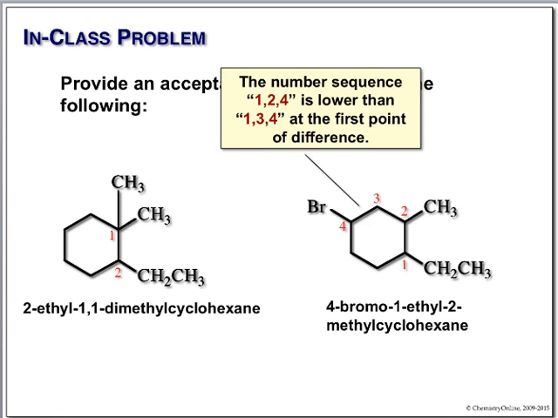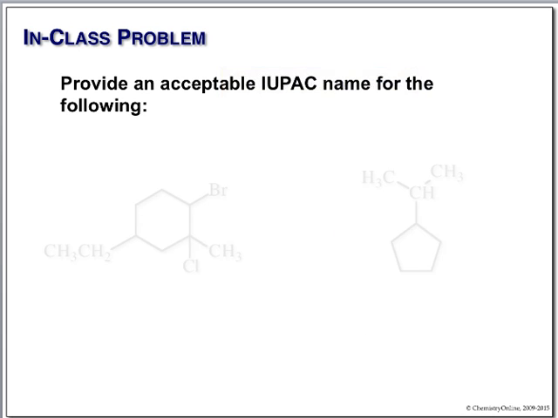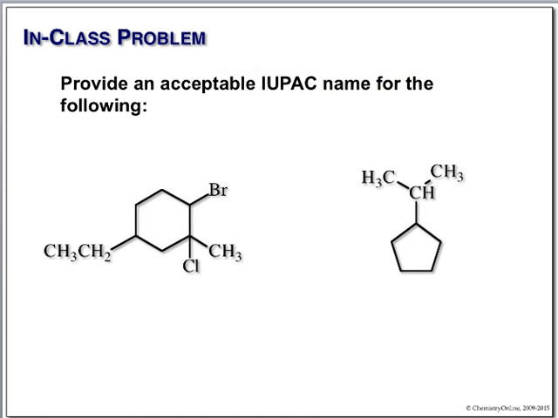All right, let's look at a couple more here. Here we have a cyclohexane with a methyl and a chlorine. We have a bromine and we have an ethyl. Look for your lowest number sequence.